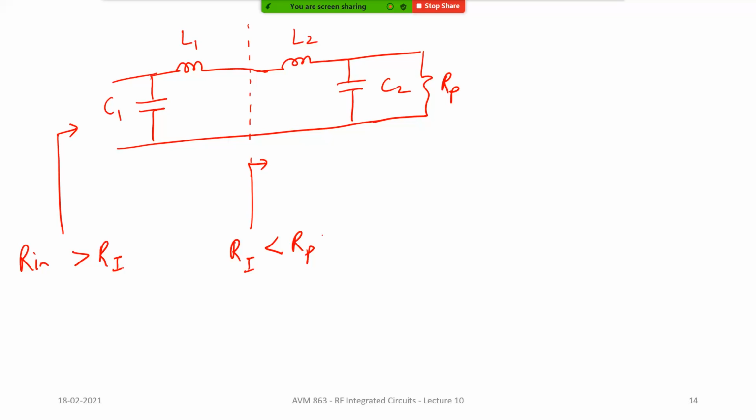Now, is there any question, any doubt? Sir, I have a doubt from the previous portions. Sir, in the flicker noise expression, you taught that it is K by W L into Cox into f.